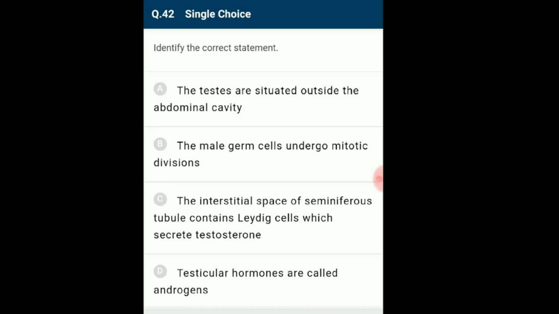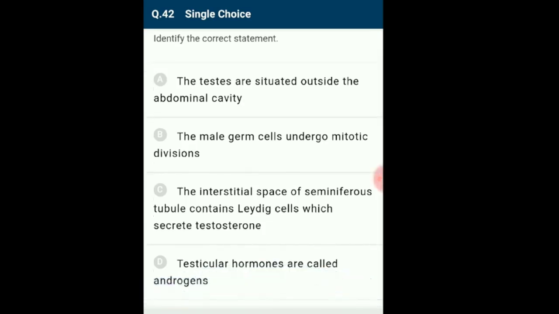Leydig cells, which secrete testosterone and other androgens, lie within the interstitial space of the seminiferous tubule. So the answer for this question is option C. The interstitial space of the seminiferous tubule contains Leydig cells which secrete testosterone.